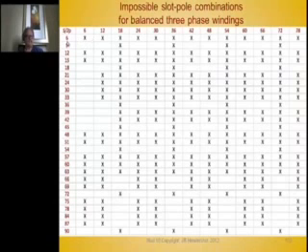6 slots and 6 poles. You can't have 12 slots and 6 poles. These are the ones that aren't possible. I gave you a reference of a book that gives you the ones that are. So any slot and pole combination you come up with, you look it up in this list. If it's here, it won't work.